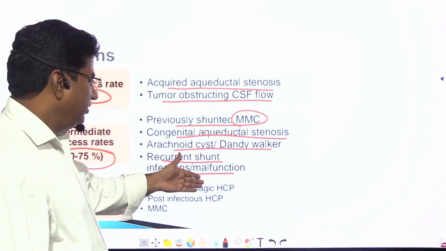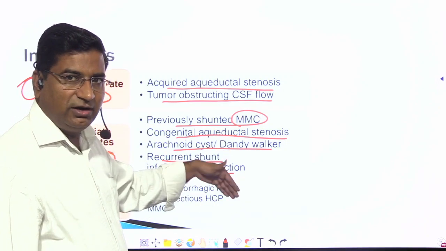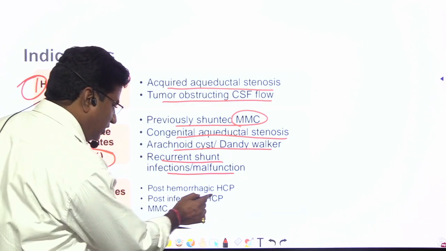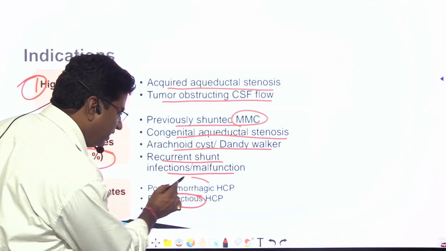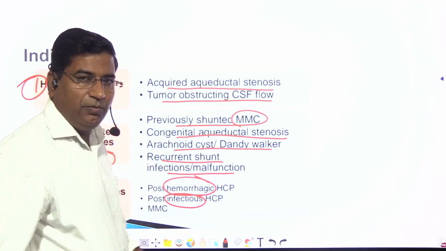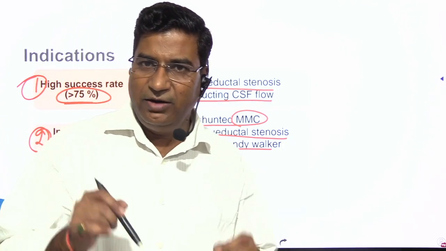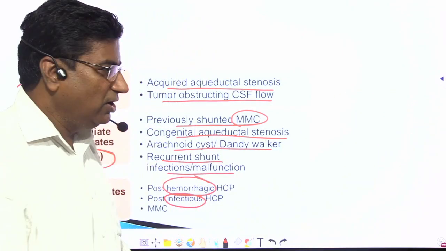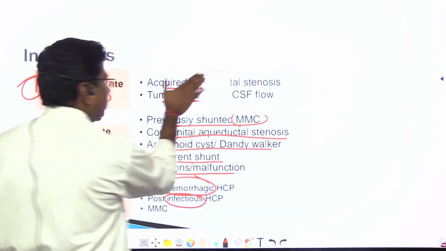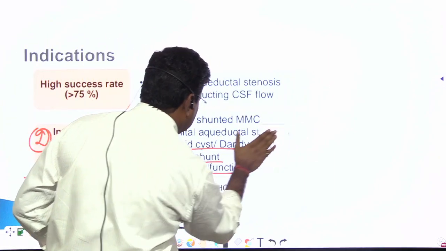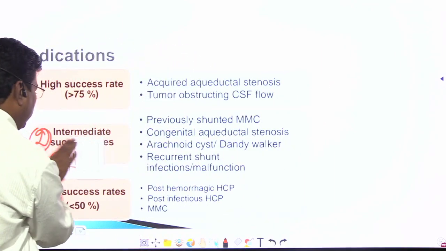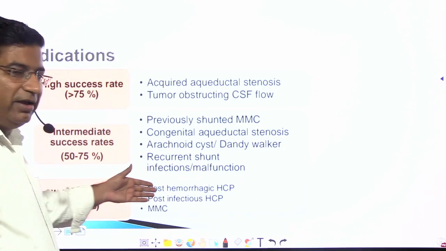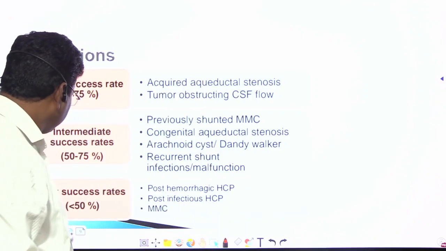Due to infection or malfunction, shunts are repeatedly done. Then the success rate is lower in post-infectious and post-hemorrhagic cases. Why? Because there is a hemorrhage and infection which cause a block at the arachnoid granulation level. So when you bypass the CSF flow, the CSF is still not absorbed by the arachnoid granulations, so this may be a cause of failure.